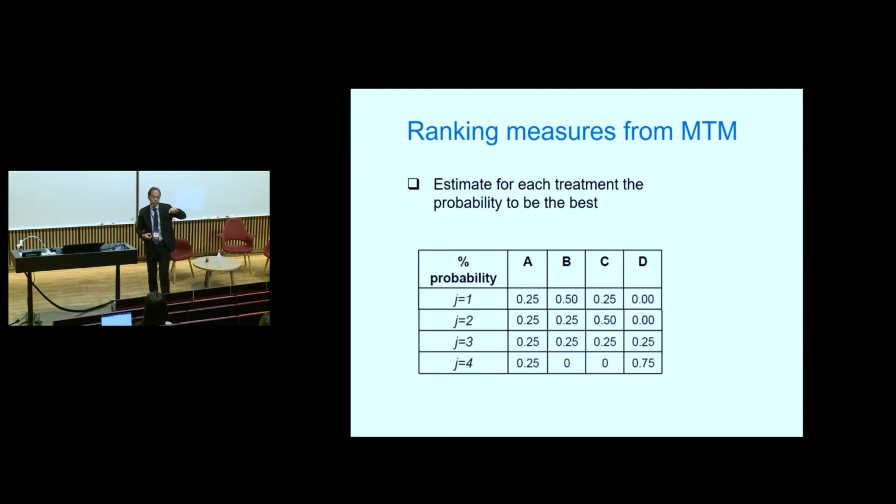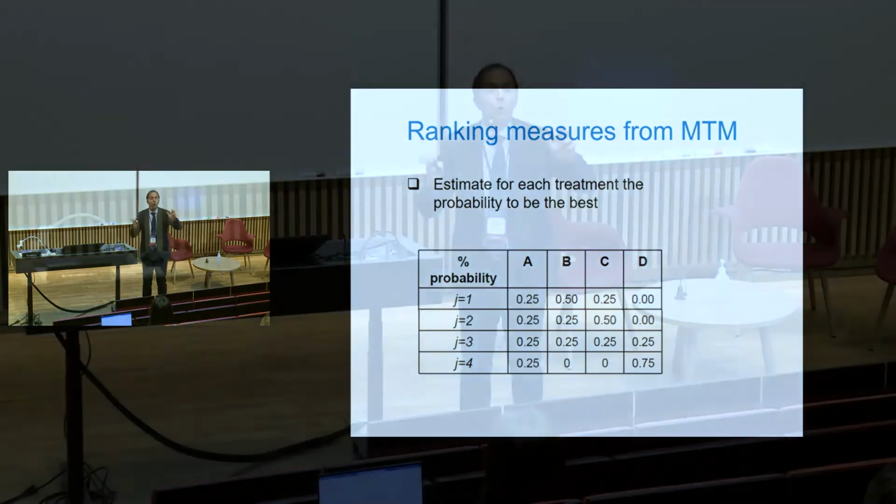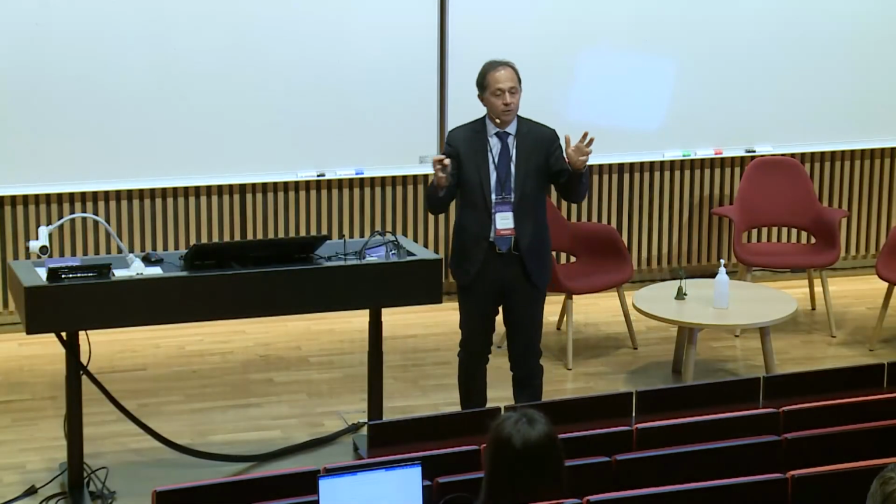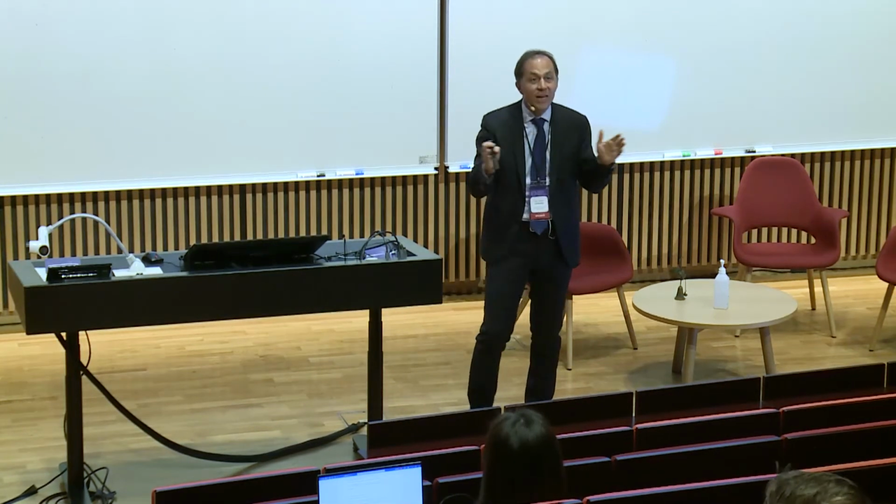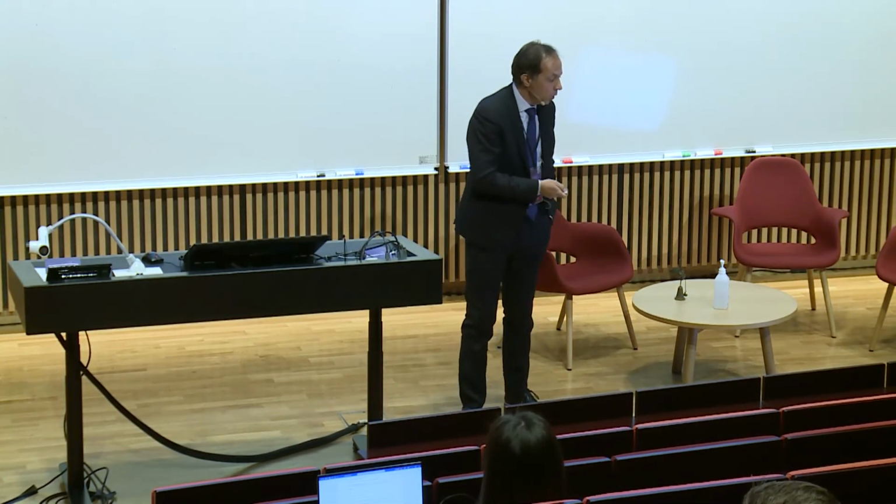But what the software does is not only to look at the actual probability, but also to look at the cumulative probability. And the cumulative probability is very important because it takes into account the uncertainty around the estimate. We always want precision, but that's not the reality. We need to deal with imprecision. And this is what the software does.